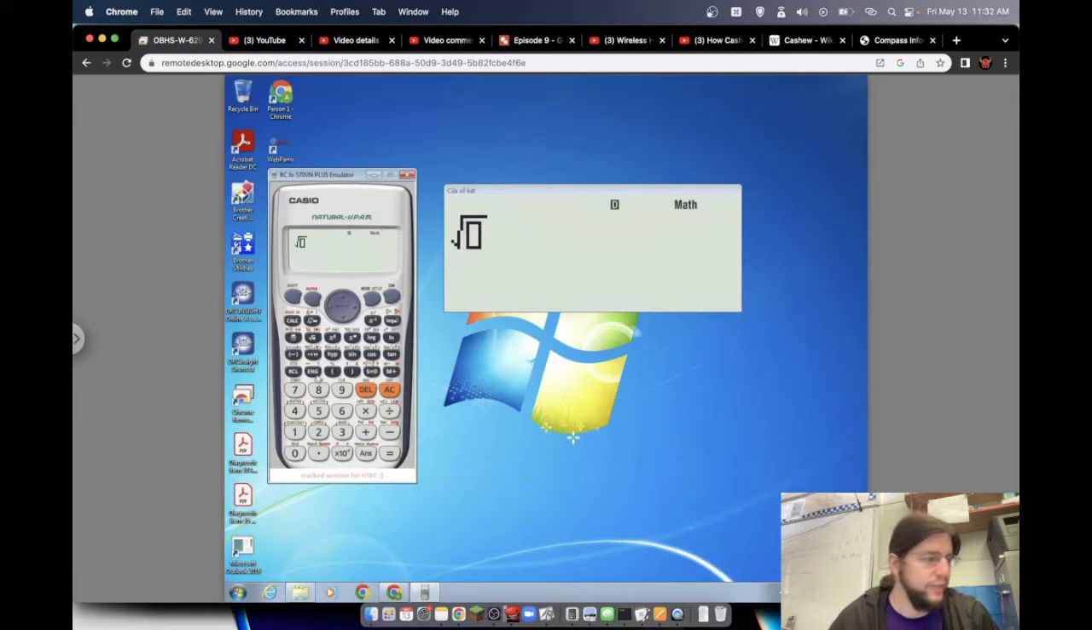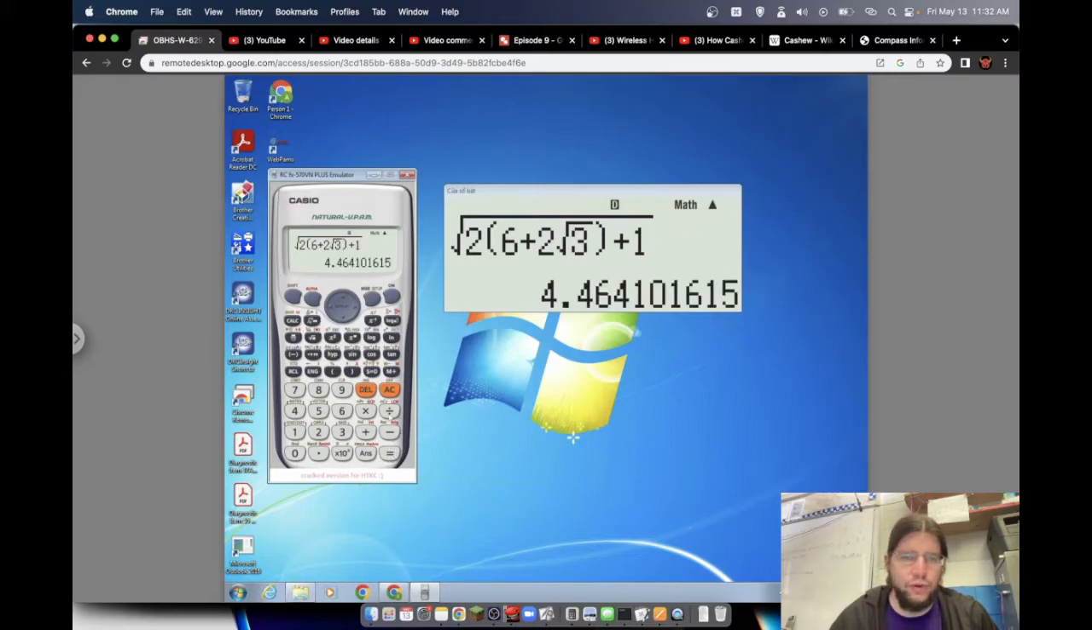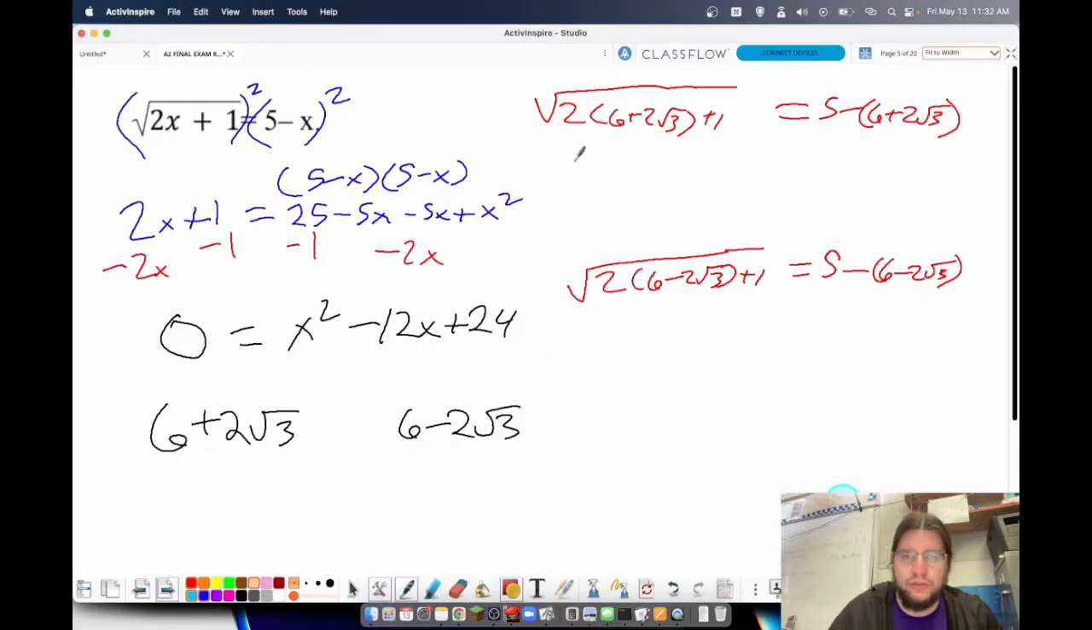Square root. It's 2 times 6 plus 2 square roots of 3 plus 1. Make sure you get out of that radical before you hit that plus 1 right there. That gives us 4.46. Go to hundreds place. As long as they match hundreds place, probably matches all the way. 4.46.